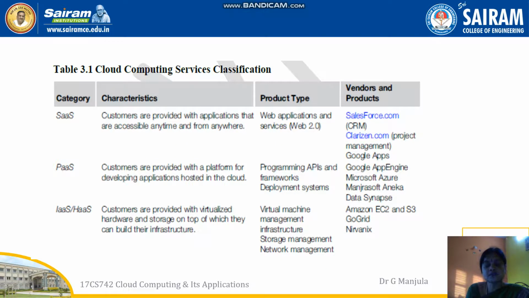This is one of the examples we can see here. If I say infrastructure as a service, who is the vendor going to develop? That is Amazon EC2. Similarly, what is the type of the product? It is a virtual machine, it may be a storage device, it may be management. Similarly, if I talk about software, I can say it is Clarizon.com or project management, or Google Apps is software as a service, where software can be used. Web 2.0 we can use. And what is the application's development? How can it be used? It can be accessible anytime and from anywhere. That is the motto of the application.